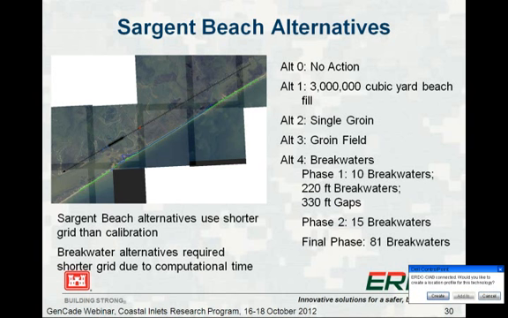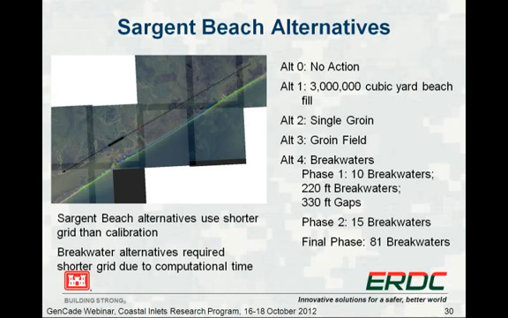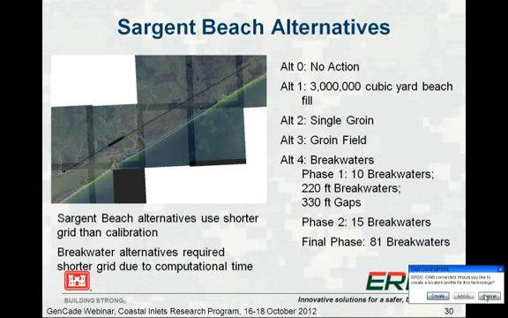And you'll notice we did use a grid that was shorter than the grid for calibration. And the main reason we did that is because breakwater alternatives require a shorter grid because the computational time is so much longer than some of the other structures, just because of all the diffracting tips. Like in this final case, 81 breakwaters does take a long time to run.